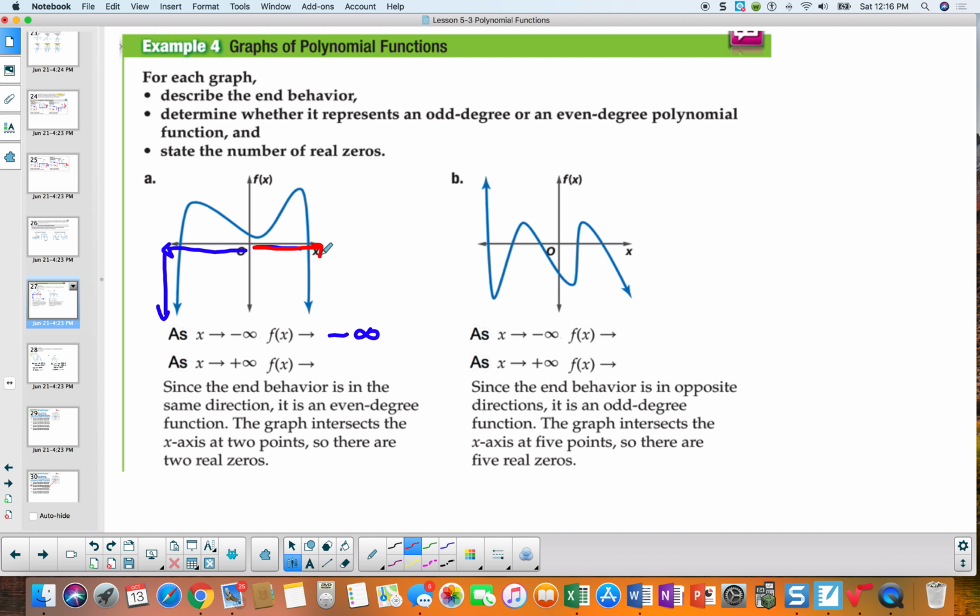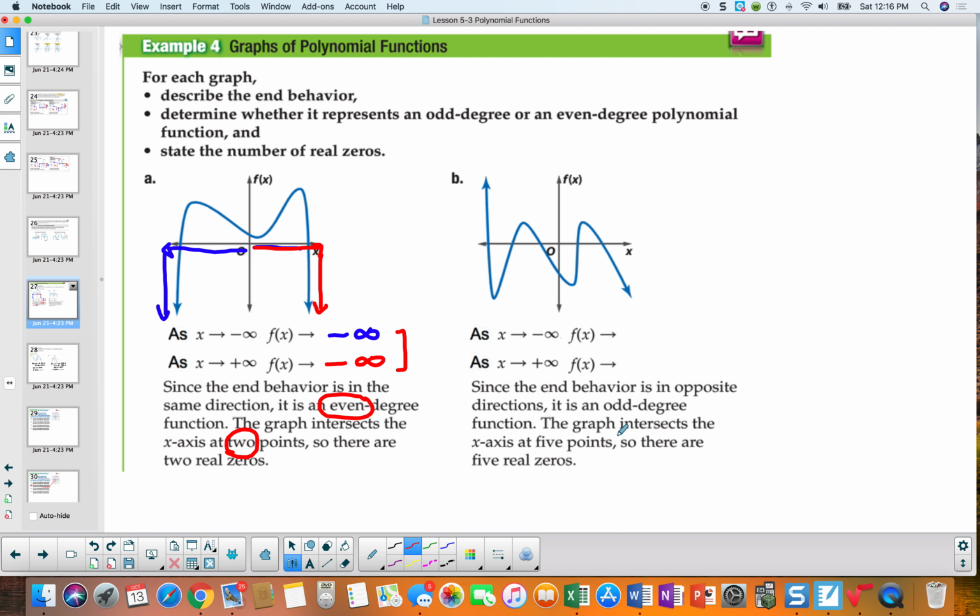Now I'm going to switch and I'm going to let x go to positive infinity. And as x goes to positive infinity, look, the y's are going to negative infinity. So since the end behavior is in the same direction, then we can say this is an even function. And the graph intersects the x-axis in 2 points. So there are 2 real zeros.